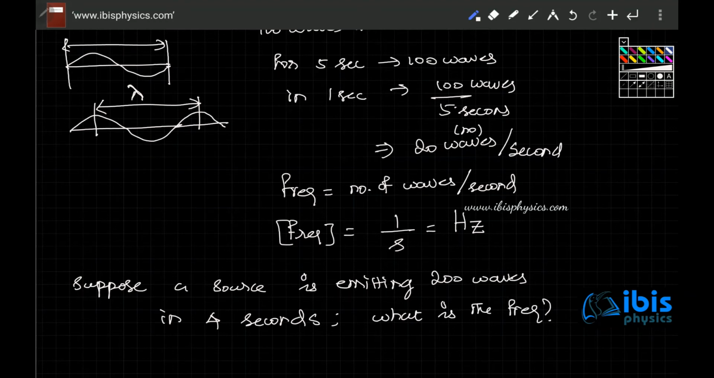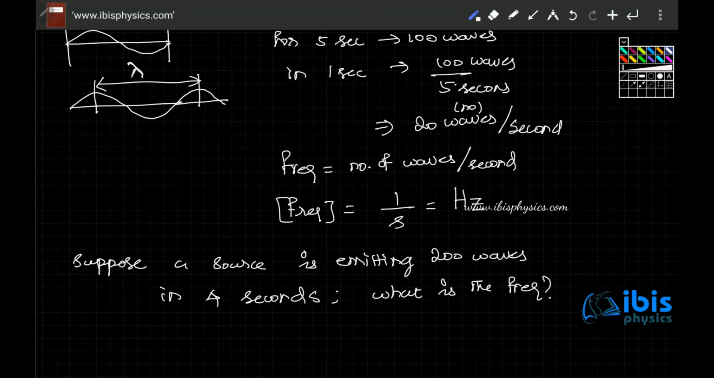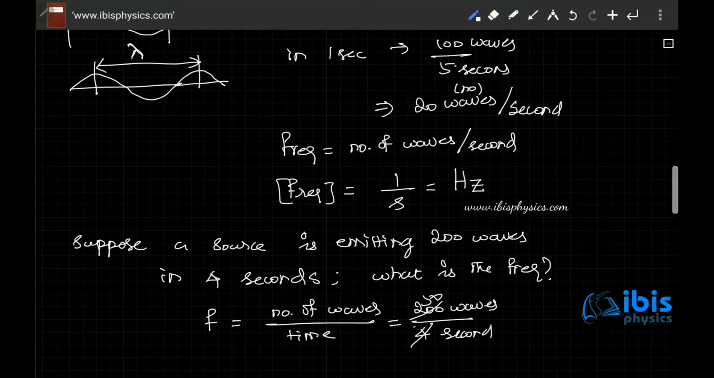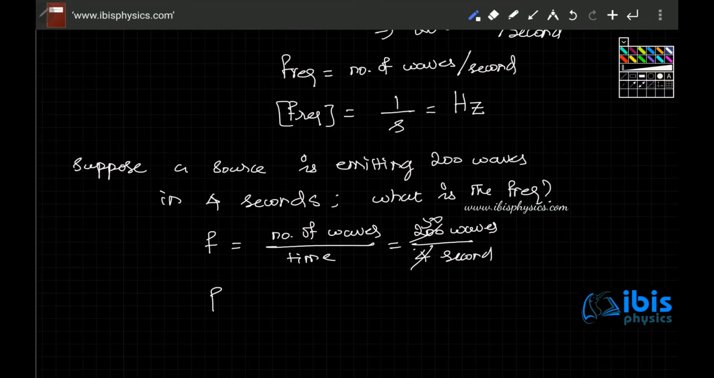If that is the question, number of waves per second will give you frequency. So frequency is equal to number of waves by total time taken. That is 200 waves by 4 seconds, so it is 50. How we will write it is, frequency is equal to 50 waves, waves being just a number, into 1 by second.